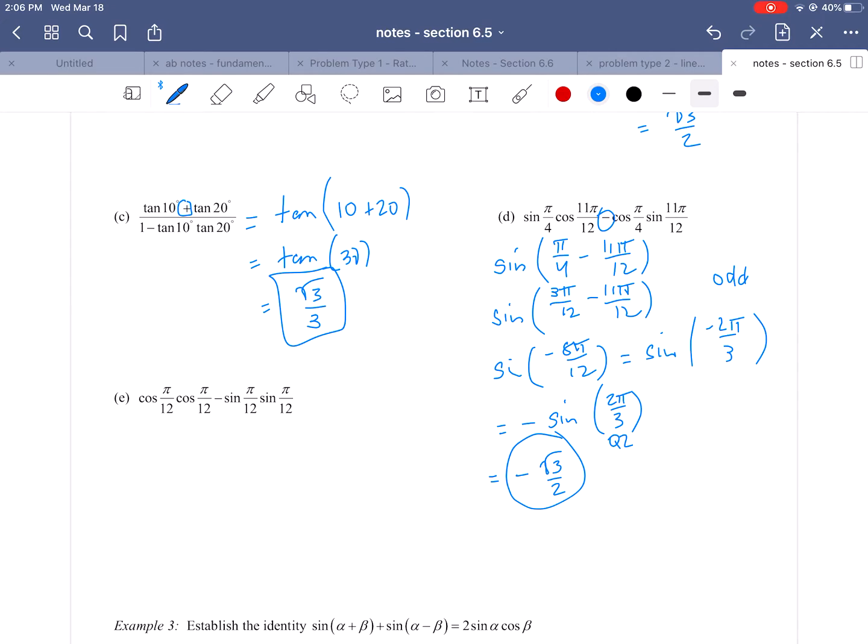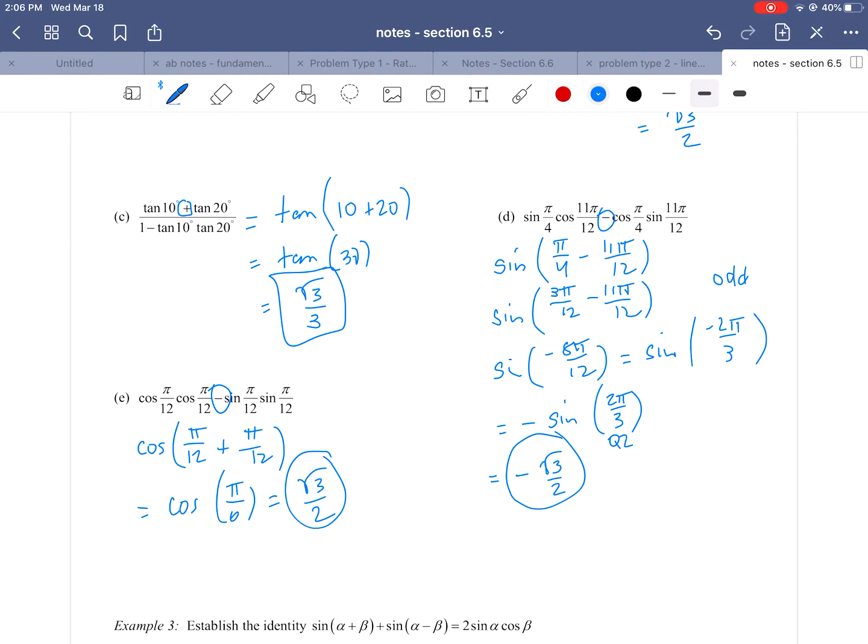Okay, finally on letter E, we've got cosine pi over 12, cosine pi over 12, minus sine of pi over 12, sine of pi over 12. And so this is going to be a cosine formula because I see that those functions are together like that. And because this is a minus sign, I know that cosine changes to a plus. And so I'm going to have cosine of pi over 12 plus pi over 12, which is 2 pi over 12, or pi over 6. And cosine of pi over 6 is the square root of 3 over 2.